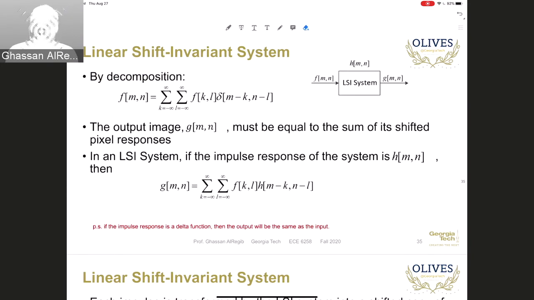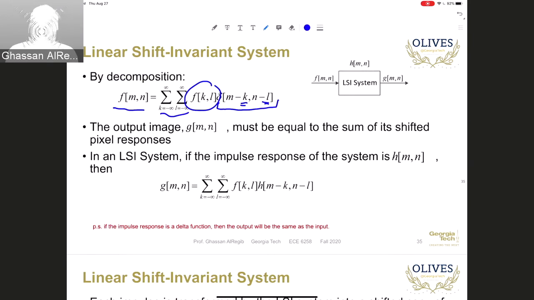So let's go back a little bit. We have this decomposition, and if you remember, F of M and N is basically made of these unit samples. They are shifted in the two-dimensional case, and they are weighted. Then you have basically a summation, or composition, of all of these.